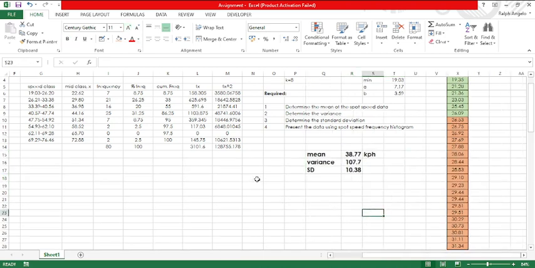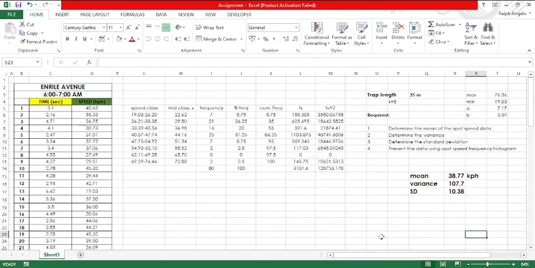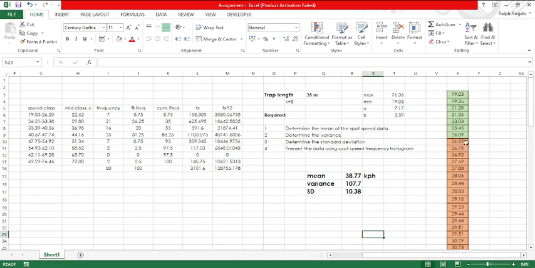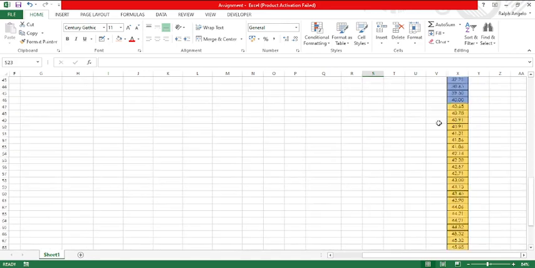So the beauty of doing it in Excel is that even though you're provided with a lot of data, you can just easily get the frequency. If you do it manually, it would be very tedious to count the number of data belonging to each of these speed classes. In here, you can just do the sorting, and then it would be very easy to determine the frequency of each of the speed classes. So that would be much simpler than doing it manually.